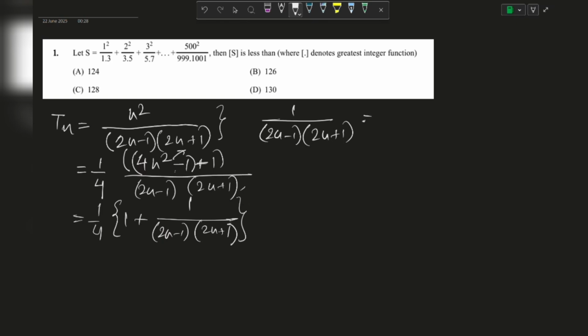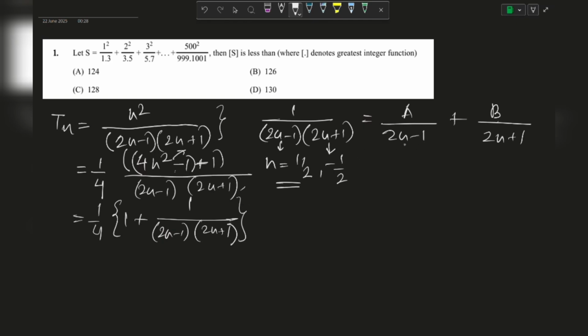I will take this to be a by (2n minus 1) plus b divided by (2n plus 1). As per the standard method, first we put n equals half and then we put n equals minus half, ignoring this part. Basically from here we get n equals half and from here we get n equals minus half. When we put n equals half, we put it here, not here, otherwise it will come out to be 0. So that's the method for partial fractions, you all know.